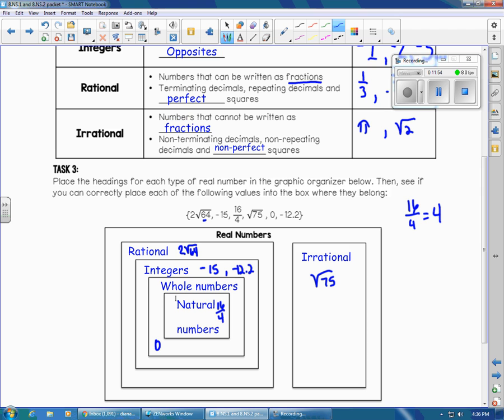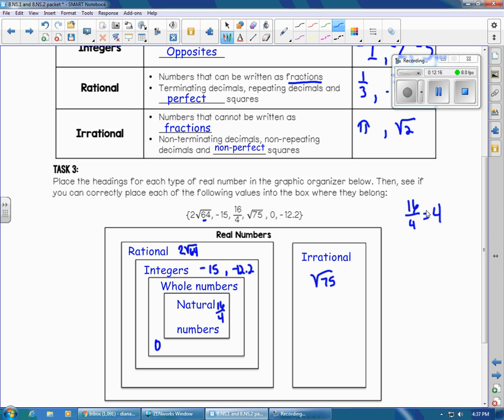And of course, sometimes you make mistakes when you're thinking about the difference between whole numbers and natural numbers. The only number that's going to be in the whole number box that is not in the natural numbers box is going to be 0. So 16 divided by 4 is a whole number, but it's also a natural number because it is a counting number of 4. Hopefully that makes a little bit of sense.